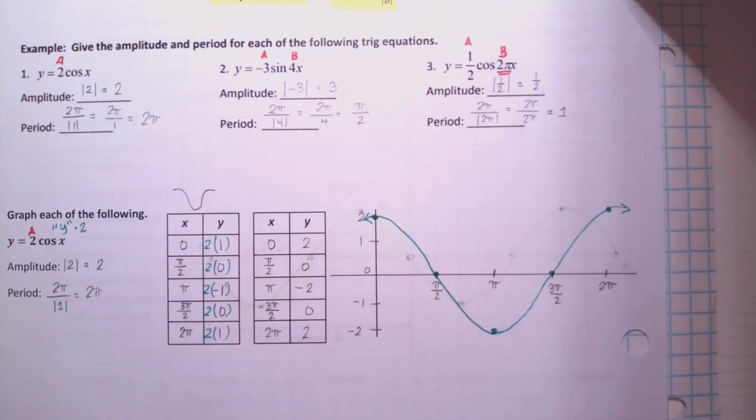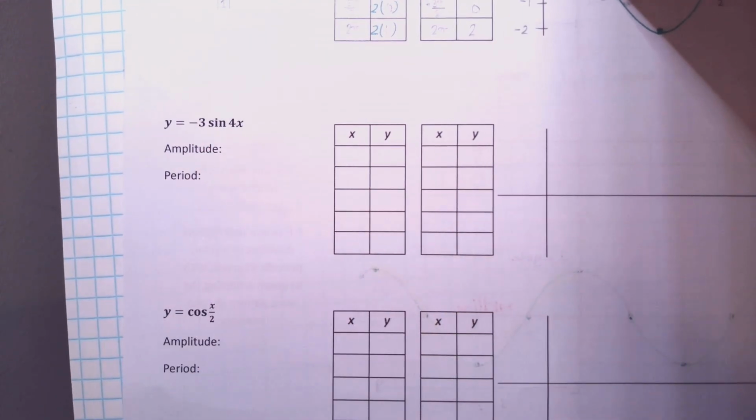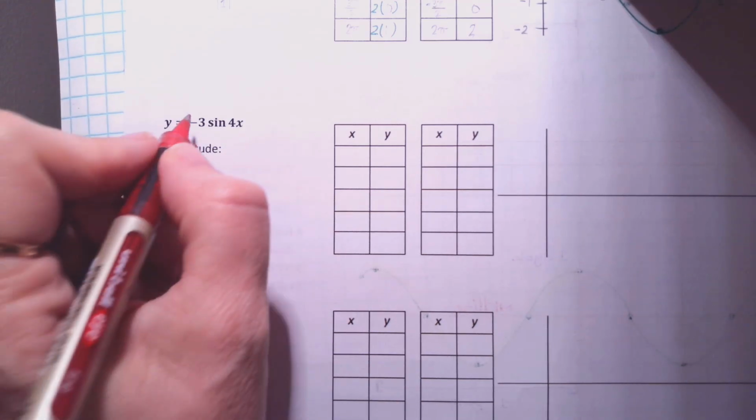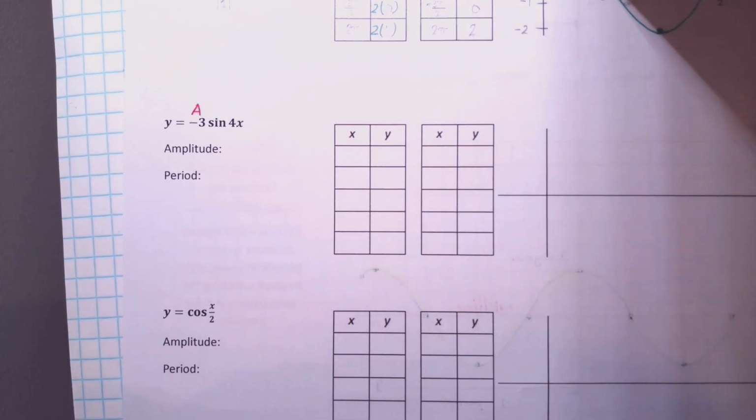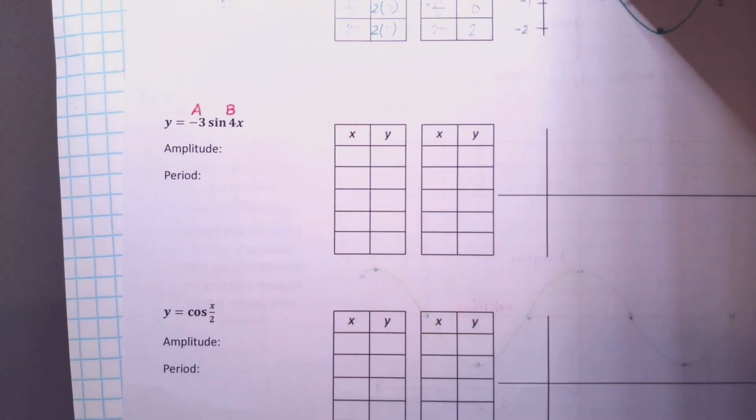All right, next one has even more transformations. Next one is a sine function. Okay, -3 sine of 4x. I can see my a value here. Remember, an a value is a vertical stretch, and it's negative, so it'll be a reflection. They'll be upside down. And then I also have my b value here.